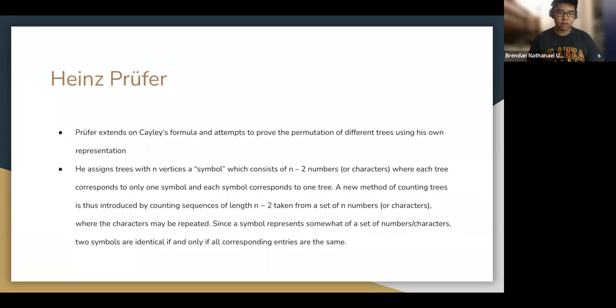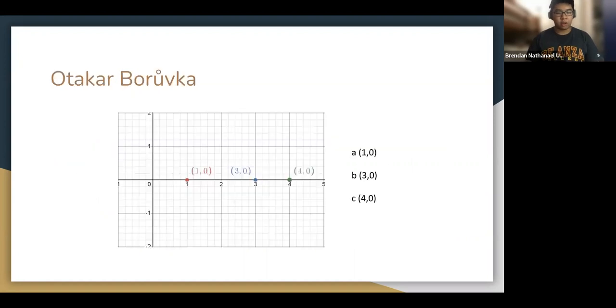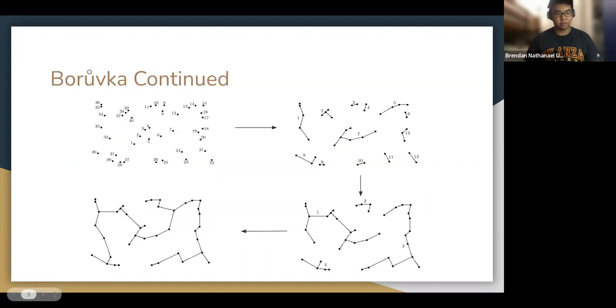He assigns each tree with n vertices a symbol which consists of n minus 2 numbers or characters, where each tree corresponds to only one symbol and each symbol corresponds to one tree. This is a new method of counting trees, which he introduces by counting sequences of length n minus 2 taken from a set of n numbers or characters. So for our next slide, we'll talk about Borůvka.